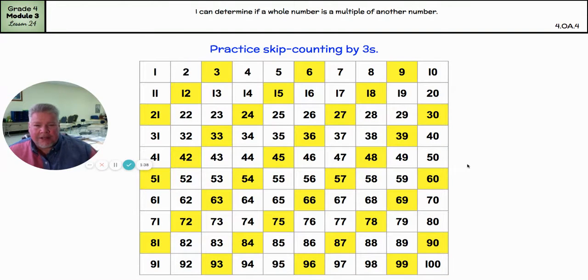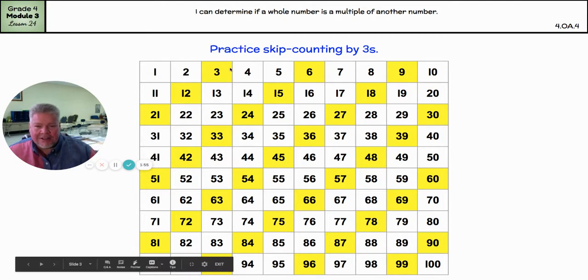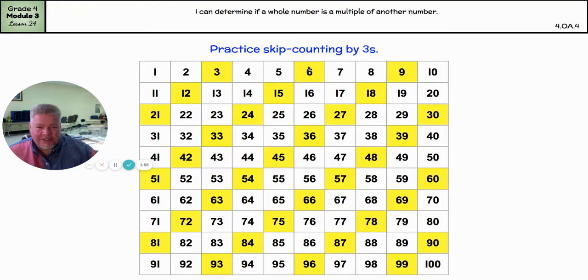We could practice skip counting by 3s. Then it would be like 3, 6, 9, 12. And this is just showing the multiples of 3, like the monster there in the video that get bigger the more you multiply. This one goes all the way to 99. 3 times 1 is 3. 3 times 2 is 6. 3 times 3 is 9. 3 times 4 is 12. 3 times 5 is 15. 3 times 6 is 18, and so on. So every number in yellow is a multiple of 3.